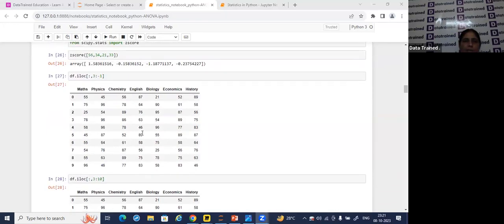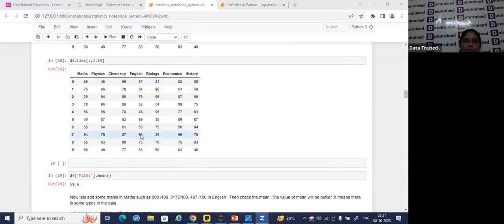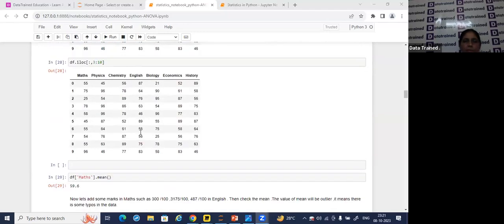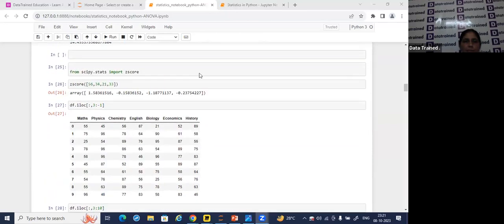3 to 10 here I'm giving it. 3 to minus 1 also I'm giving it. Suppose I'm just taking this data up to 3 to minus 1. Here it is taking all the data, df.iloc, give me all the rows 3 to minus 1. So here it is taking all the data up to minus 1.